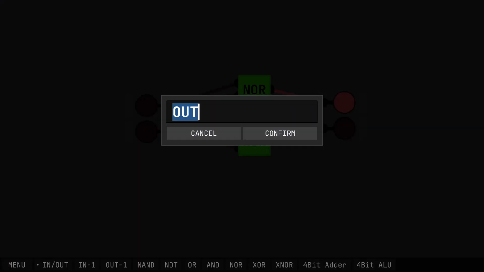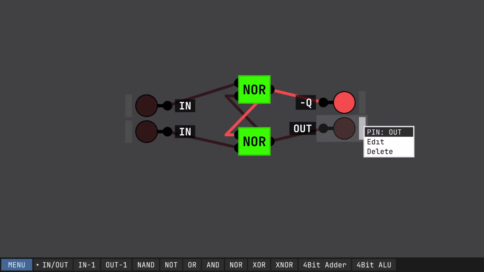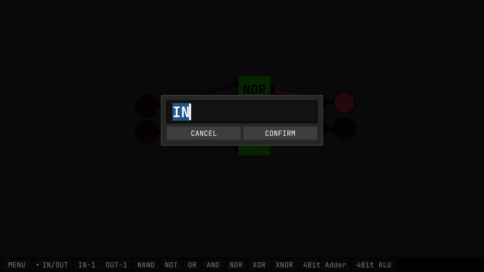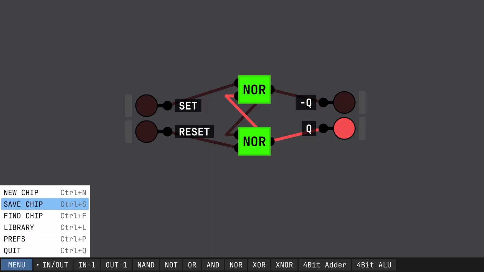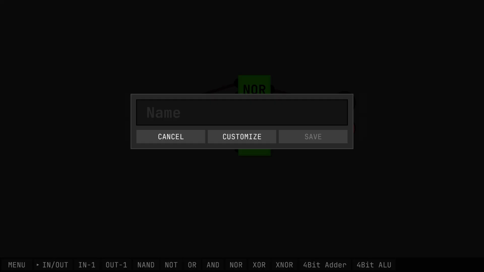Okay, now this is gonna be called negative Q. This is gonna be called Q. It's gonna be called set. This is gonna be called reset. External latches are mainly used for states and phases in machinery. As you can see, we can set the value to Q and reset to negative Q. And we won't be using negative Q much because all we need is Q, but we added it to show the off state. We can save this as an SR latch.